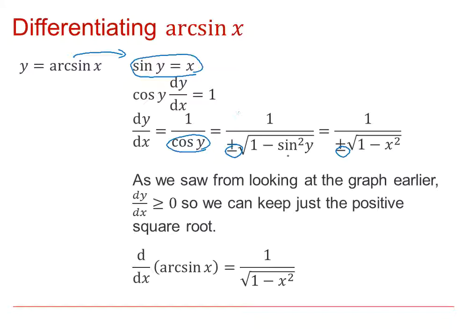and we also know that sine y is the same as x. So because the gradient cannot be negative, we end up with the derivative of arc sin x is 1 over the positive square root of 1 minus x squared. And we're going to be using this in future presentations.